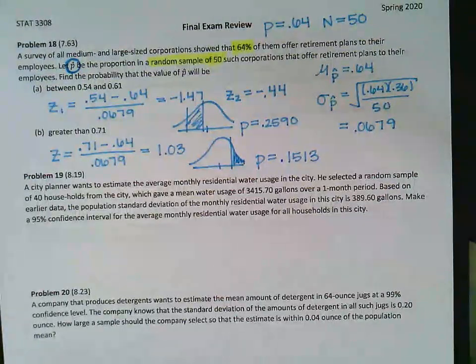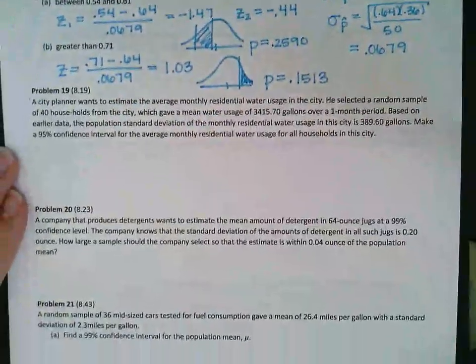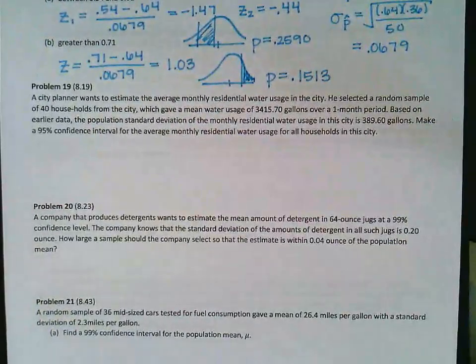All right, we do have a few more problems. That is just taking us through midterm 2. I now have a couple problems for you with regards to chapter 8 and chapter 9. These would be questions that you have not been tested on yet that will definitely be part of your final exam. So on this problem, a city planner wants to estimate the average monthly residential water usage.